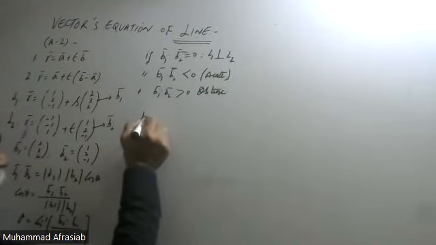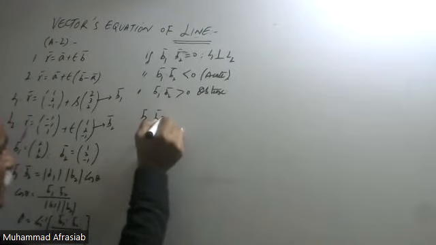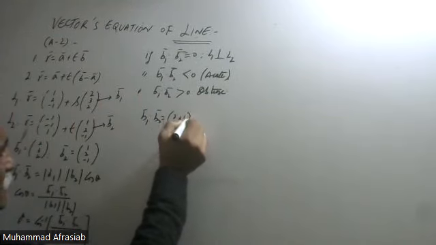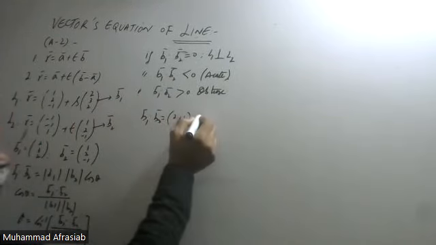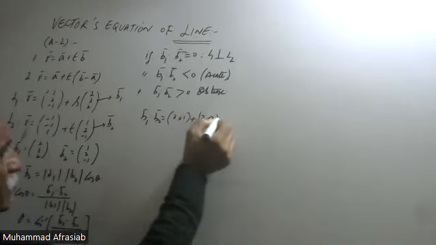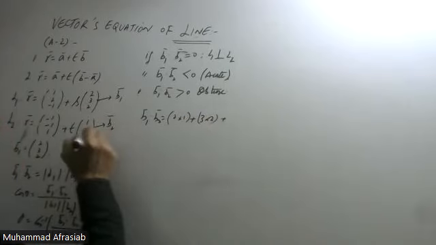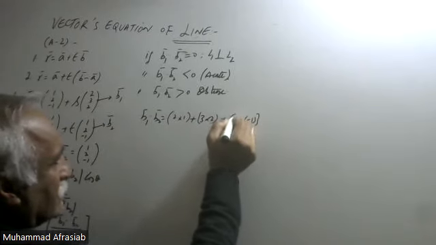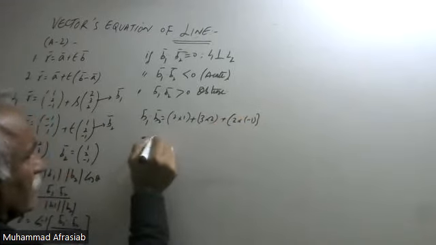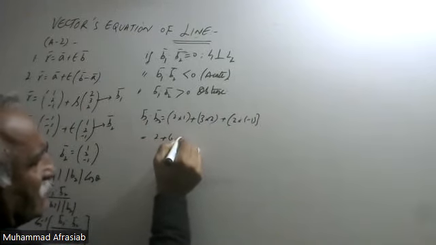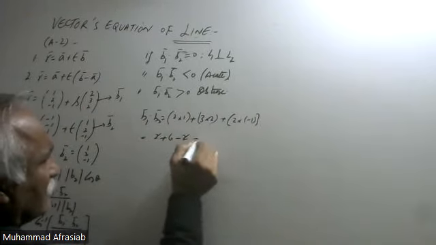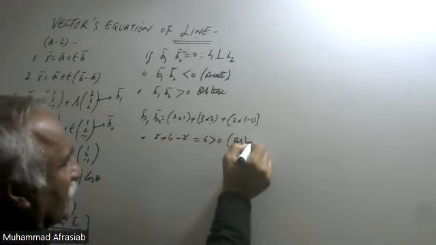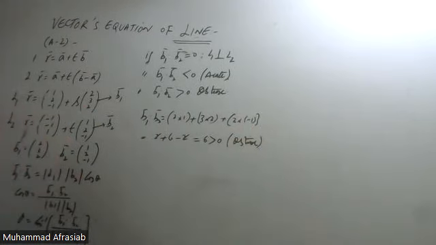So B1 dot B2 is equal to 2 times 1 plus 3 times 2 plus 2 times minus 1. So this is equal to 2 plus 6 minus 2. That is equal to 6, which is greater than 0. So the angle between these two lines will be an obtuse angle.